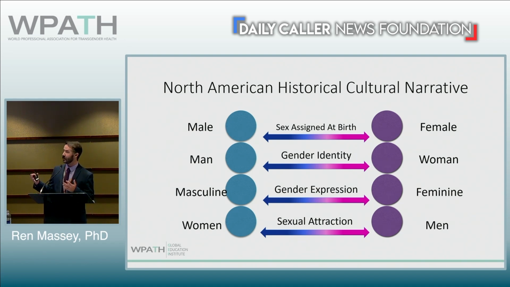Similarly, there are assumptions made for people assigned female at birth. This is typically based on external genitalia if it was done at birth. And then they were assumed to grow into identifying as women and then having feminine gender expression and being attracted to men. So we're going to deconstruct this ladder of assumptions a bit today, among other things.